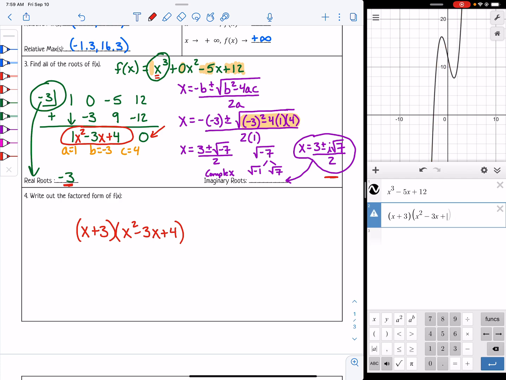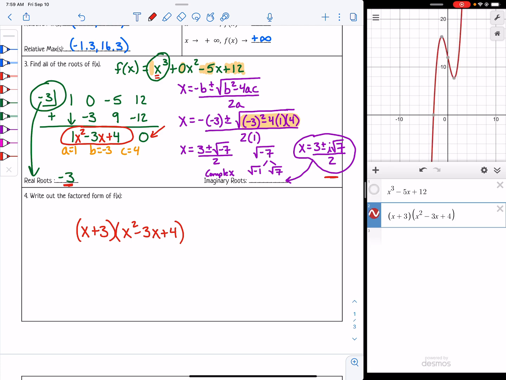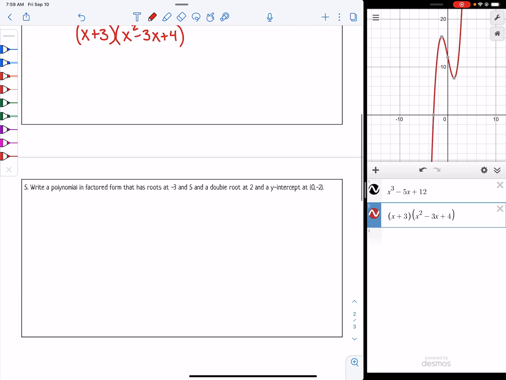Like if I take that away and put it back, they line up. They coincide, in other words. So you can turn them off and on and see that they match. And that's all you have to write for number 4. There's no other work involved.